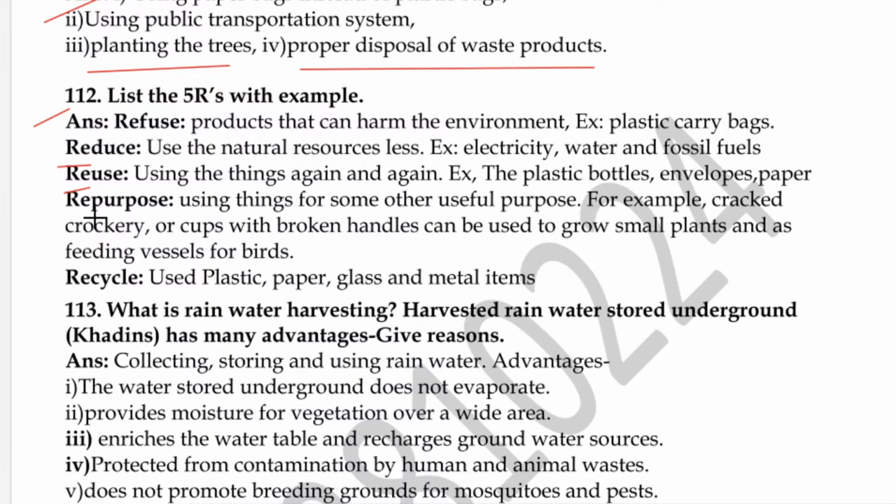Next R is repurpose. Using things for some other useful purposes. For example, cracked crockery or cups with broken handles can be used to grow small plants and as feeding vessels for birds. The next one is recycle. Used plastic, paper, glass and metal items should be recycled. These are the 5 R's with their examples.